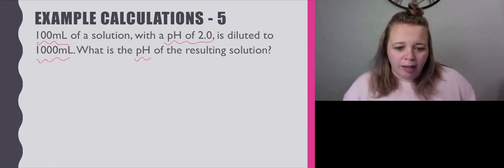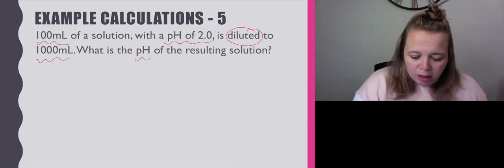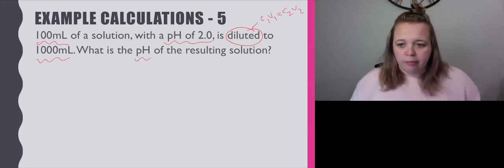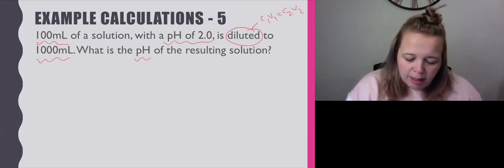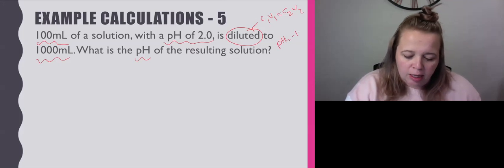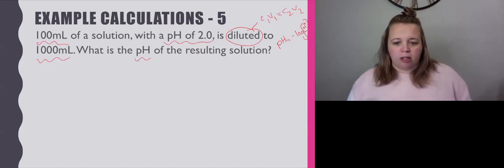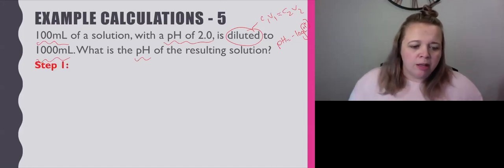So straight away, this has got the word dilution in it. So therefore, I'm thinking C1V1 equals C2V2. But it's also been giving me pH. So I might also need my pH equals negative log concentration of H plus. Now, I might also need that equation there. So I'm just putting them there to help me, but let's have a look.